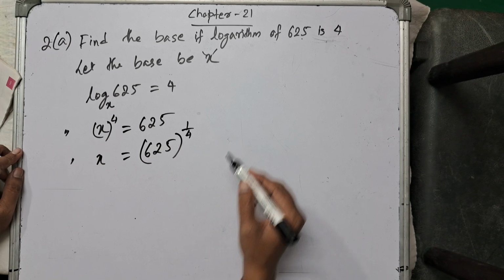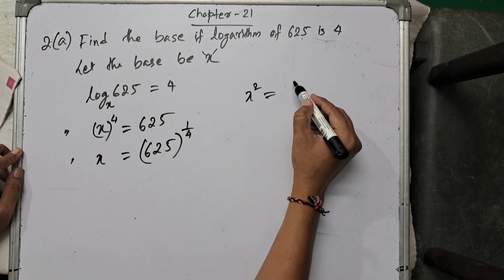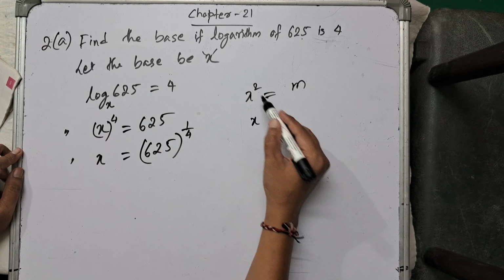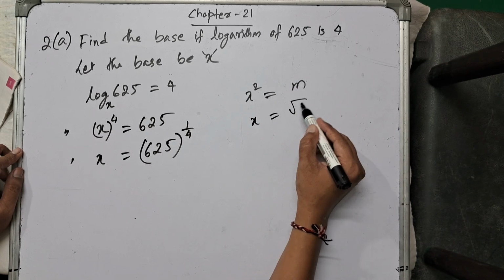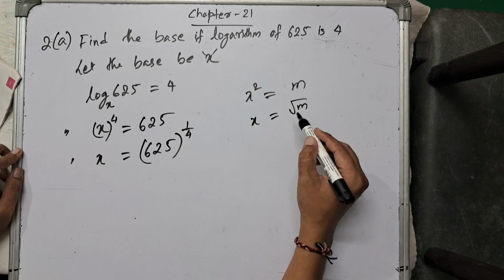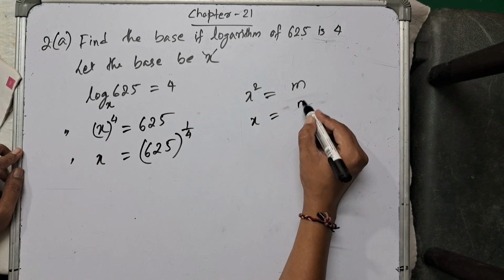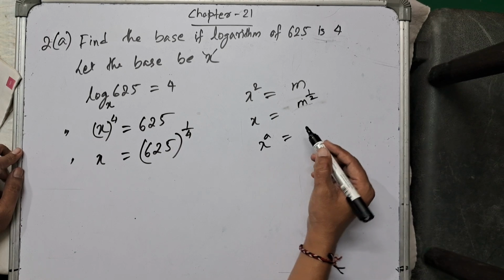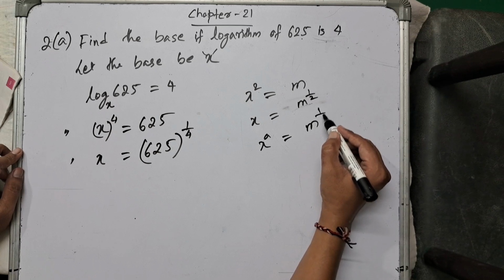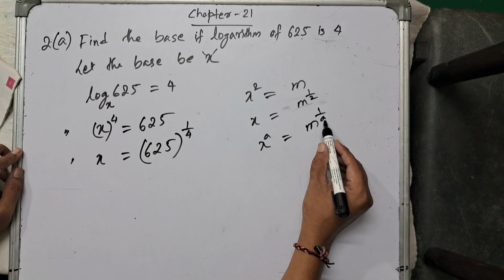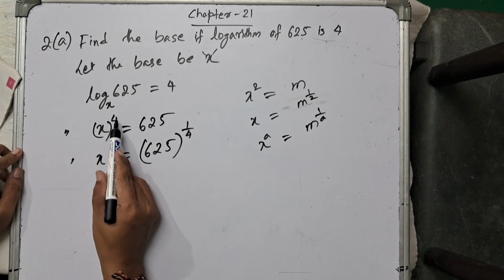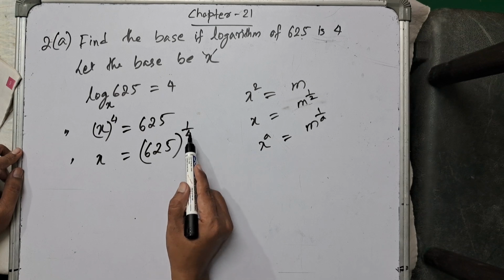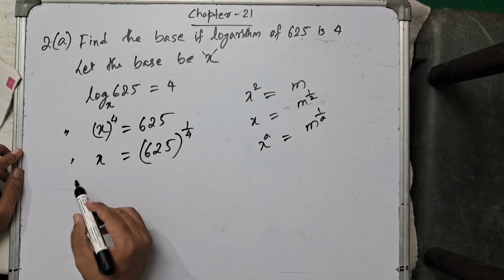Okay, if I have x square equal to m, then if I take this square to the right hand side, this will become root m, isn't it? So root m means actually m to the power half, isn't it? So if I have x to the power a, I can write m to the power 1 by a. This a will go to the denominator as power. Okay, so this 4 was in the numerator in the left hand side. If I take it to the right hand side, this 4 will go to the denominator of power.